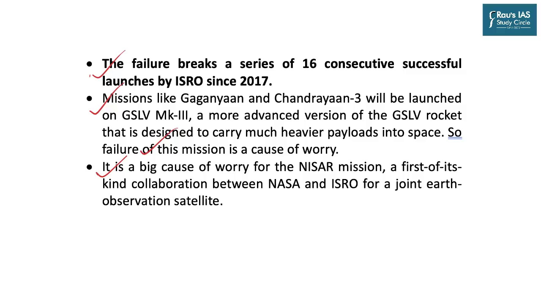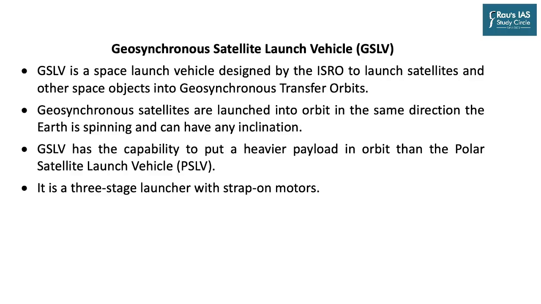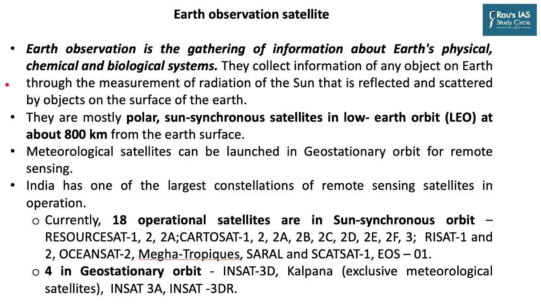Now in this regard, we are going to do two things. We are going to understand Earth observation satellites, and then we are going to understand GSLV or Geosynchronous Satellite Launch Vehicle. So an Earth Observation Satellite, as the name suggests, is a satellite which does the job of observing the Earth. So what does Earth observation mean? Earth observation is the gathering of information about Earth's physical, chemical and biological systems. They collect information of any object on Earth through the measurement of radiation of the sun that is reflected and scattered by the objects on the surface of the Earth.